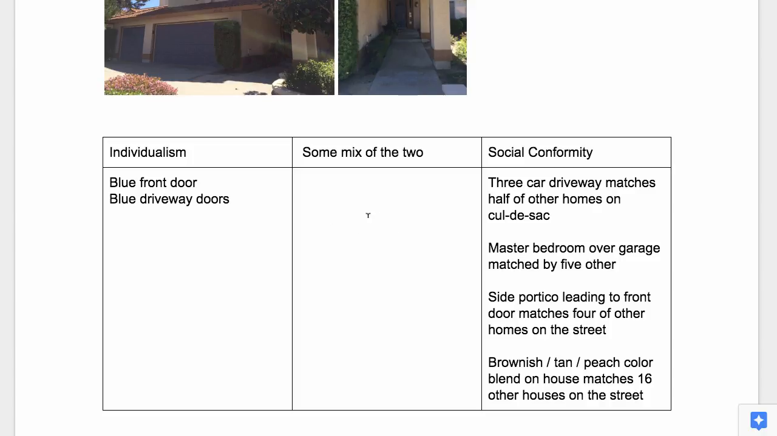Now, the example that I have here for you doesn't have a mix of the two, so I didn't put anything in there, but yours might. So it's a good idea to have that element in your table. Now, what you can see is that so far it looks like there's a lot more social conformity in my image than individualism. We're going to talk in a minute about how that plays out in your draft.